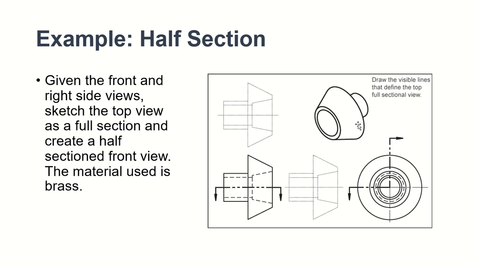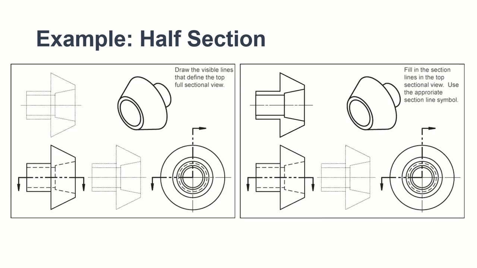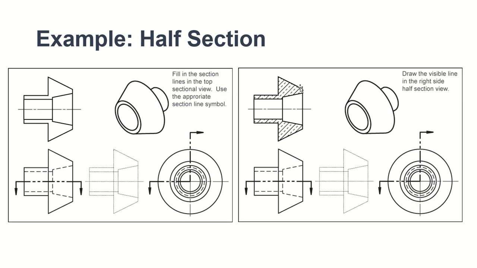So here's your object, given to you in ISO. Then you have to draw the visible lines first, in your top view, and we are going to draw this first. So first the visible lines, drawn in your top view, and then we are going to fill in the sectional view lines. Then we would draw the sections right there.